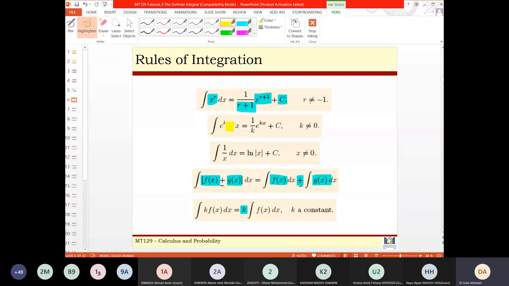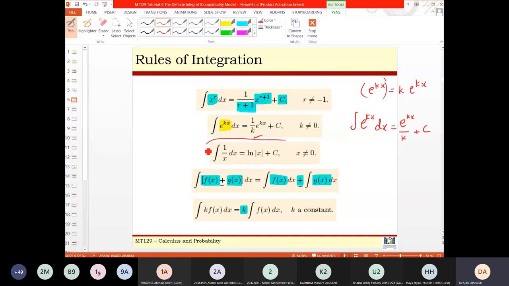The integration of the exponential function: I know the derivative of e^(kx). If I want to find the derivative, it's equal to k e^(kx), right or not? So the integration of e^(kx) dx is e^(kx) over k, sorry, plus the integration constant.